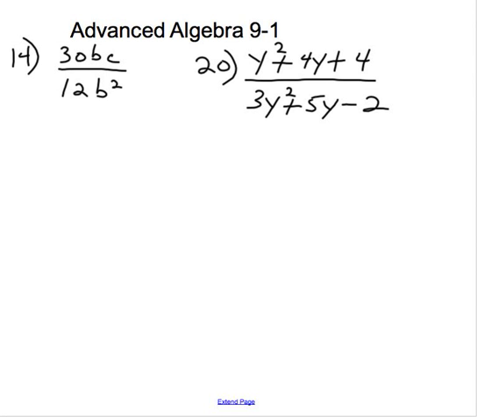This is a homework help video for Advanced Algebra, Chapter 9, Lesson 1. We're going to look at 6 problems or so. First one being number 14, it asks you to simplify. When I simplify, I'm looking for terms that are able to be canceled.